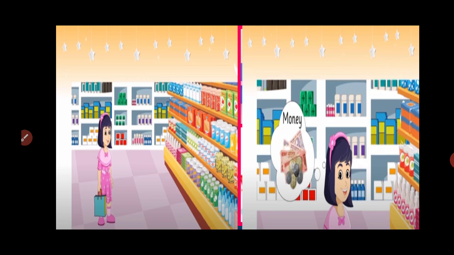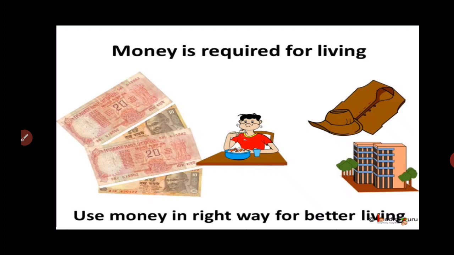Children, if you look at this picture, she is a girl named Gia and she is at the supermarket. She wants to buy all her favorite things like chocolates, candies, and different things. But in order to buy all her favorite things, she needs money. Right, children? Children, money is very important for a living.